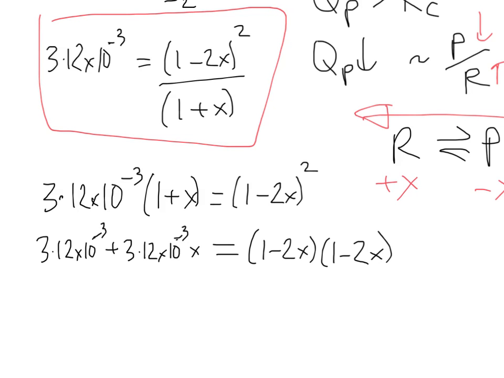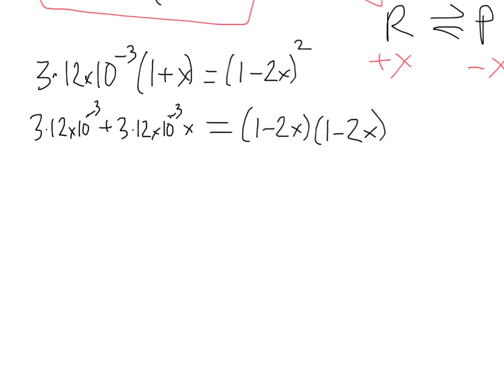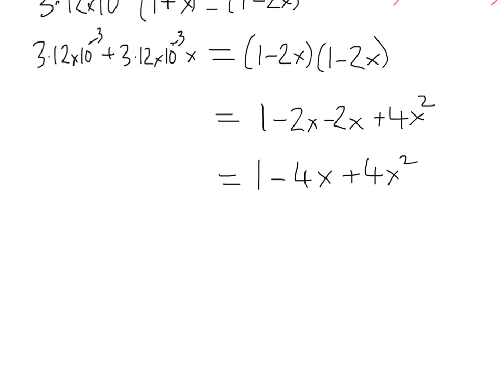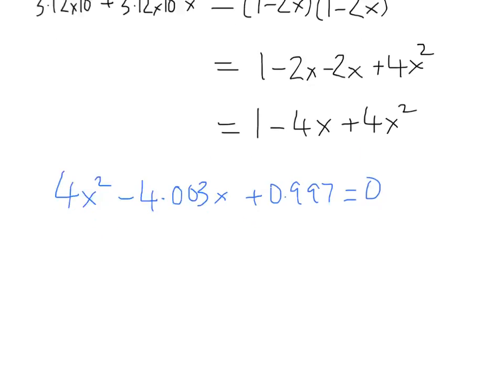So we've distributed the left-hand side, so now we should probably FOIL out the right-hand side. And we can collect terms, and so that's 1 minus 4x plus 4x squared. And the left-hand side, we've got terms here, 3 times 10 to the minus 3 and 3 times 10 to the minus 3 x's. So it's looking like a quadratic right now, so we just need to get all the x's and x squareds and numbers on one side and set the right-hand side to 0, and we can do that fairly quickly. And it looks like that, and then we've got a quadratic we can solve for.